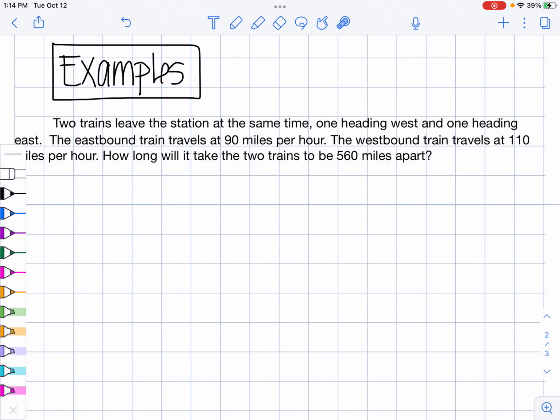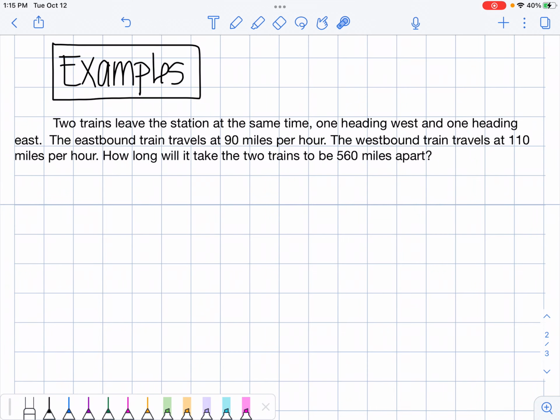This says 2 trains leave the station at the same time, one heading west and one heading east. The eastbound train travels at 90 miles per hour. The westbound train travels at 110 miles per hour. How long will it take the 2 trains to be 560 miles apart? So when I'm doing this, the first thing I'm going to do is draw a picture. Don't laugh at my pictures.